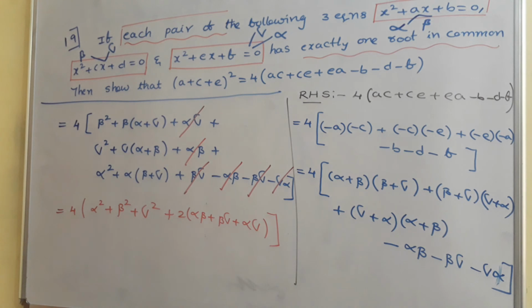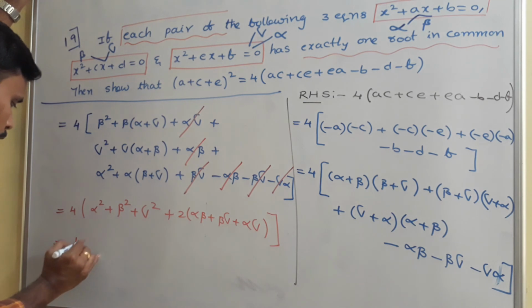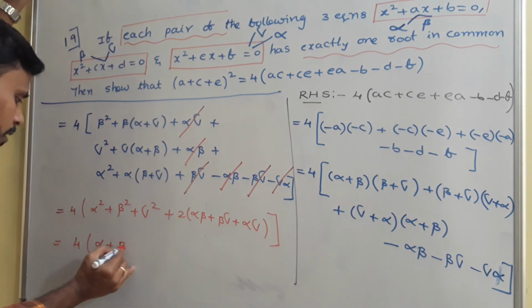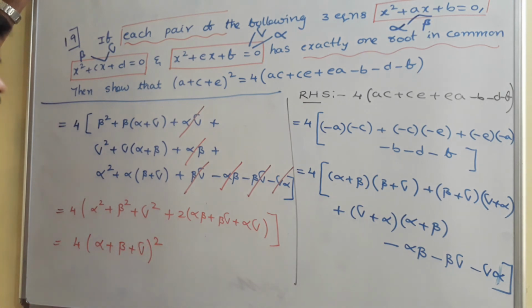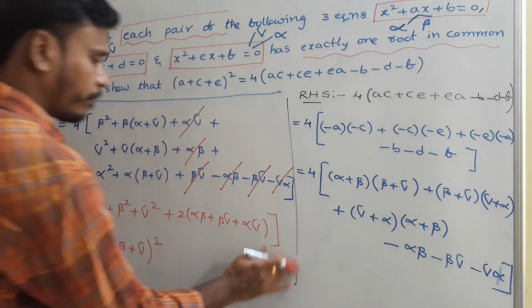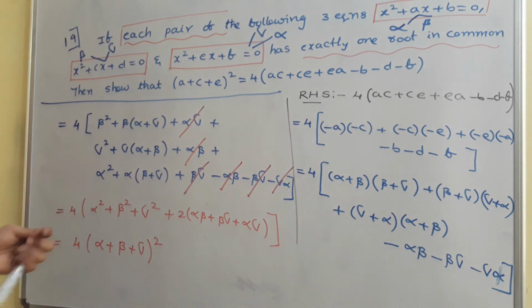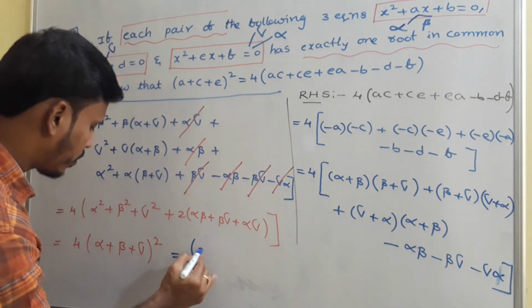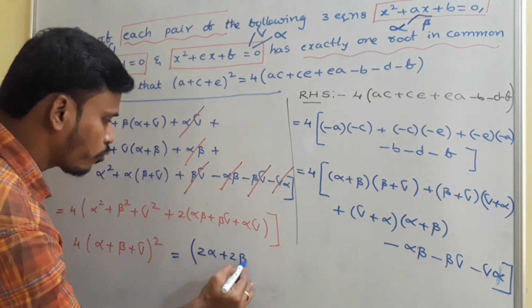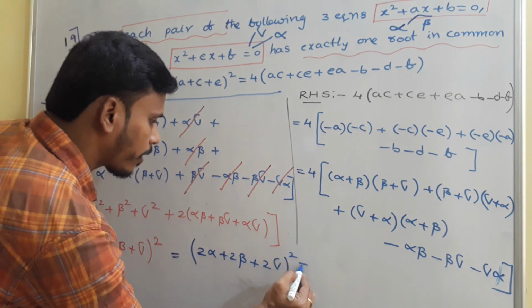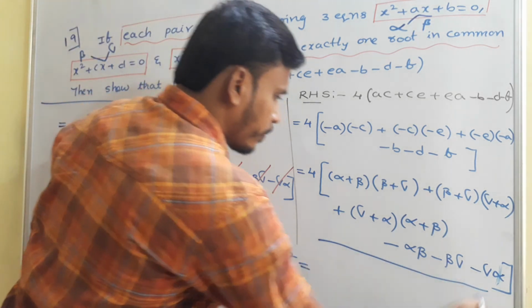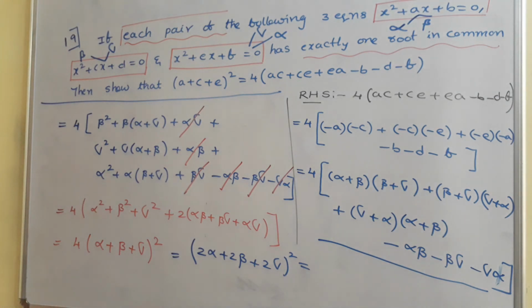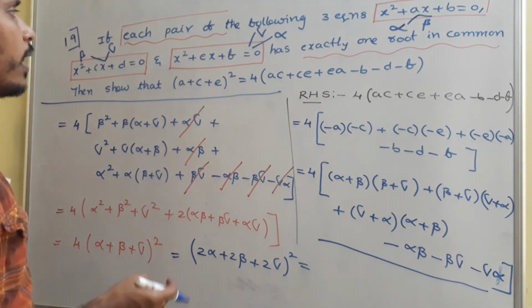Still I need some space to solve. Okay. Again I will erase the board actually. So this is equals to 4 times of alpha plus beta plus gamma whole square. So send this 4 inside, it becomes 2 alpha plus 2 beta plus 2 gamma whole square. And now in the bracket, 2 alpha plus 2 beta plus 2 gamma, right? You just write them as alpha plus beta, beta plus gamma and gamma plus alpha.